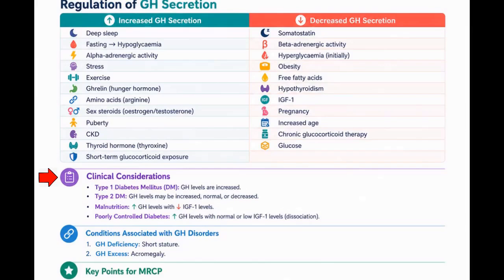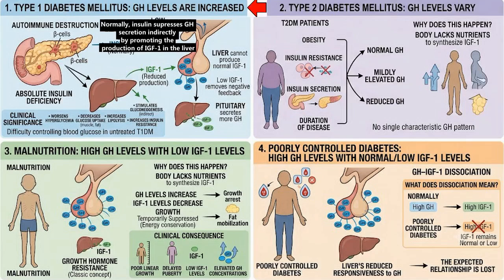We'll discuss 3 clinical situations: diabetes mellitus, malnutrition, and disorders caused by GH deficiency or excess. Clinical considerations. 1. Type 1 diabetes mellitus. GH levels are increased. Let's begin with type 1 diabetes mellitus. Type 1 diabetes is characterized by absolute insulin deficiency due to autoimmune destruction of the pancreatic beta cells. Normally, insulin suppresses GH secretion indirectly by promoting the production of IGF-1 in the liver. When insulin is absent, the liver cannot produce normal amounts of IGF-1.